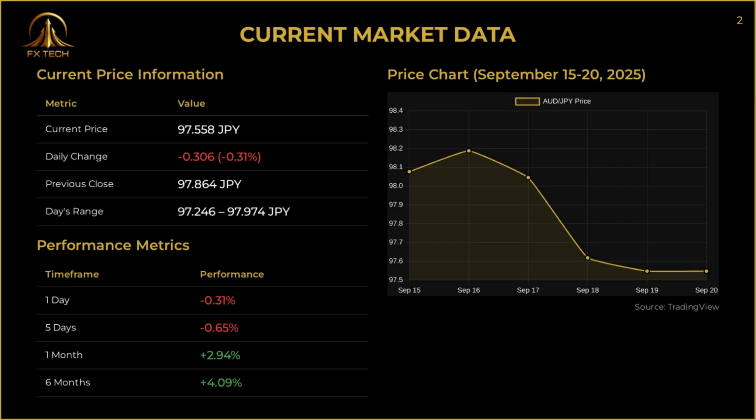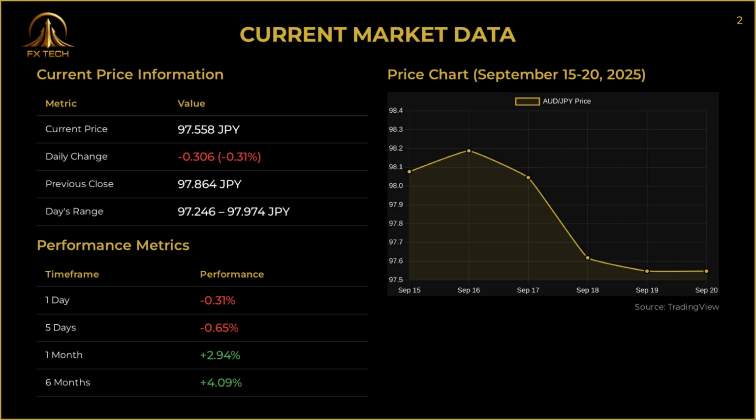Looking at the current market data for AUD/JPY, we can see the pair closed the week at 97.558 Japanese yen, showing a daily decline of 0.31%. This represents a slight pullback from recent levels. The day's trading range was between 97.246 and 97.974, indicating moderate volatility.